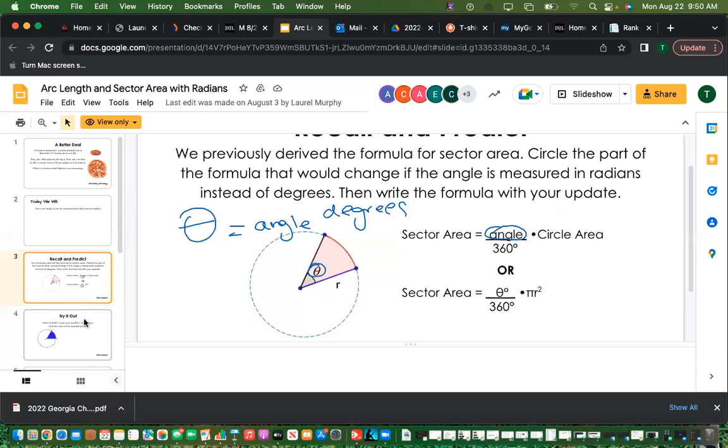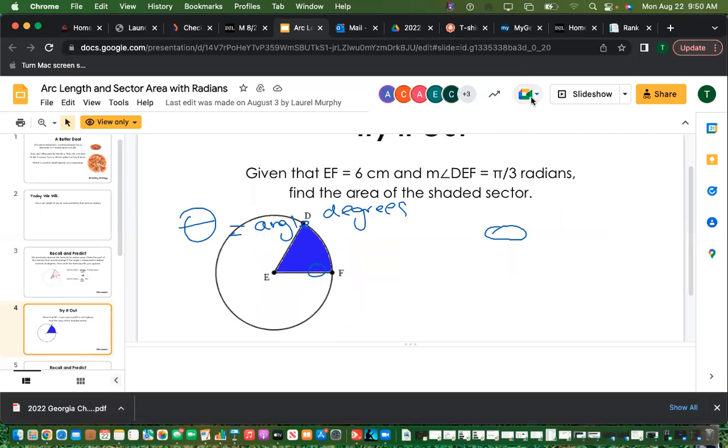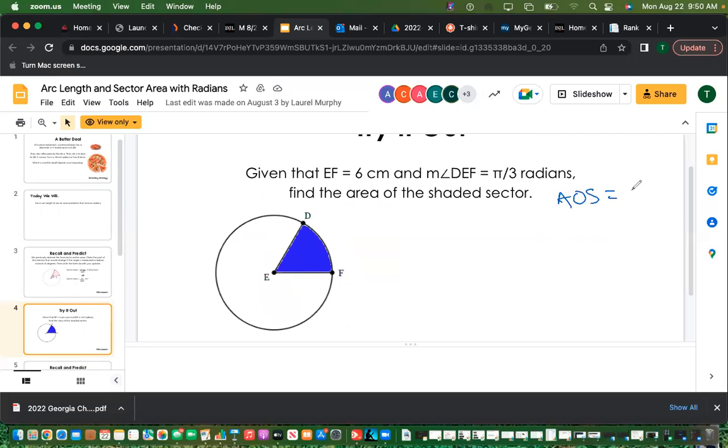Even if you didn't get it down, that's okay. I'll write it down. The area of a sector is equal to theta divided by 360 times pi r squared. What I want you to do is draw this figure and write down this stuff, and we're going to find the area of the shaded region in just 1 second.